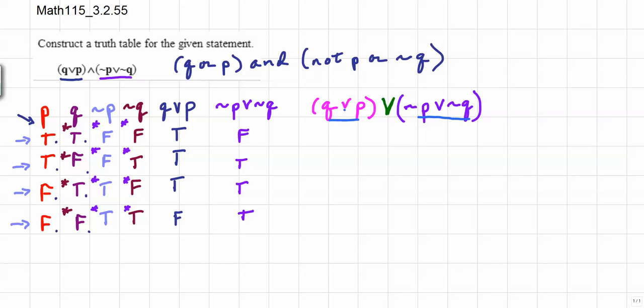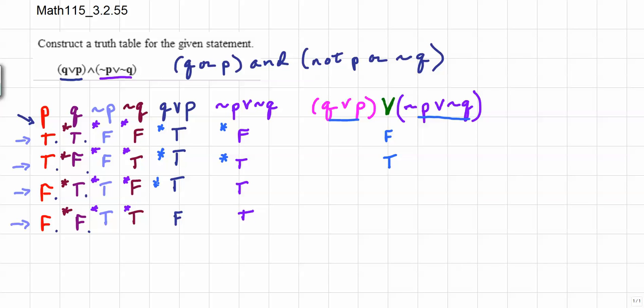So let's start and look at Q or P. This is true. And let's look at not P or not Q, and this is false, so then that will be false. Alright, continuing, we'll look at the statement Q or P right here, which is true, and this not P or not Q is true, and since both of them are true, this entire statement will be true.